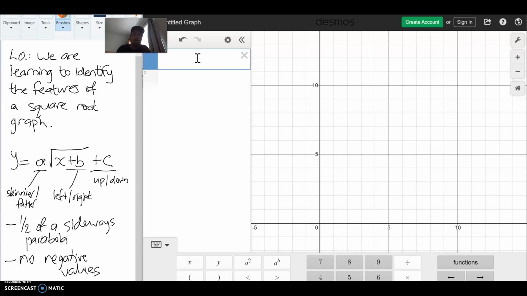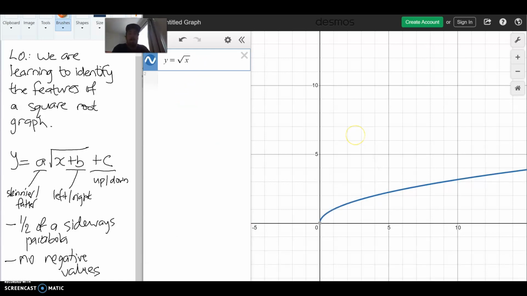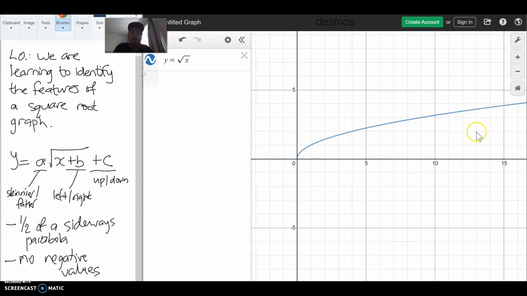So let's have a look at the generic graph. So y is equal to the square root of x, and hopefully you see what I mean when I say it looks like a sideways parabola, because if that carried on into the negative range, that would look like a parabola, but it's just been turned on its side. And you'll also be able to see that there are no negative values, because the square root of a number will never result in a negative y value.